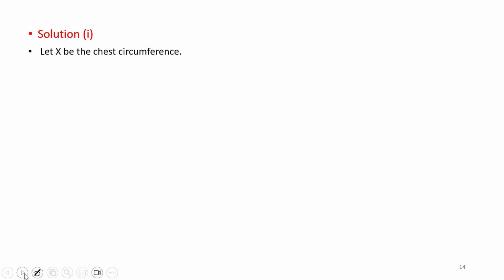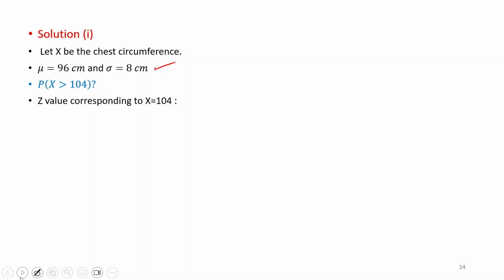Solution. So X is the variable here. The mu value is 96 and sigma is 8, both are given. I need to know what is P(X more than 104). So first of all, we'll find out the Z value corresponding to 104.